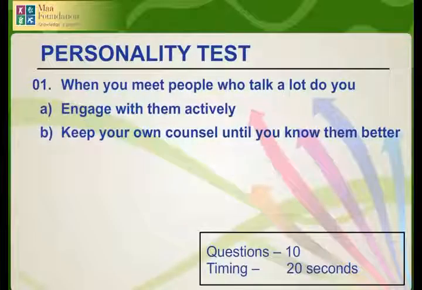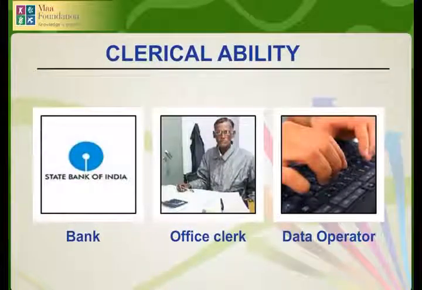In the personality test, you will be required to choose the option A or B, whichever is most applicable to you for each of the questions seen on the screen. In this test, there are 10 questions and 20 seconds to answer each of them. The third part of the psychometric test is aptitude test. The aptitude test is again divided into 6 areas.